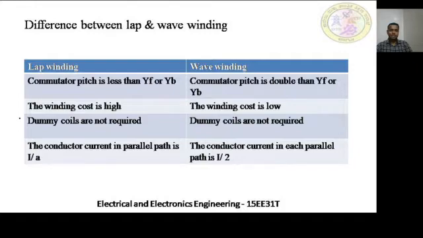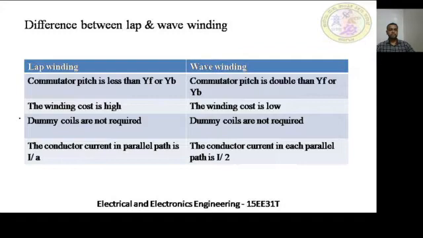Next one, in lap winding the commutator pitch is less than the front pitch or back pitch, since the coil sides are connected to adjacent commutator segments only. But in case of wave winding, the commutator pitch is double the front pitch or back pitch, since it moves in the forward direction and the back pitch and front pitch have the same sign.